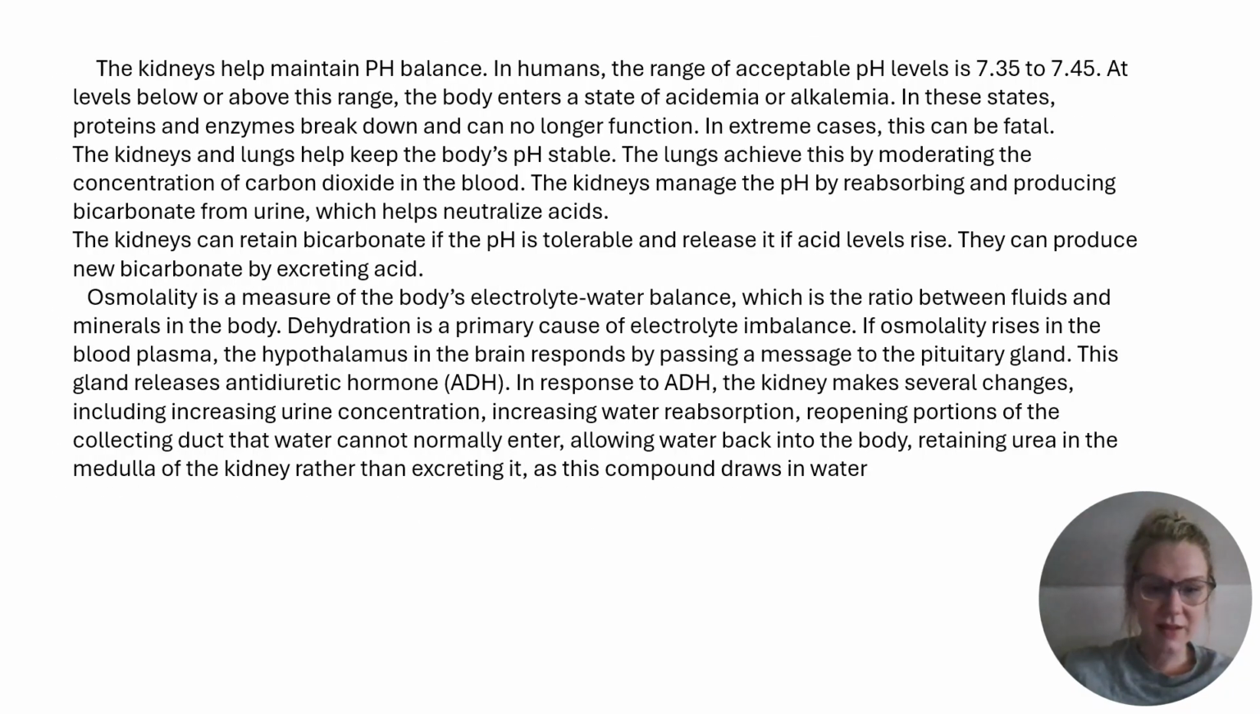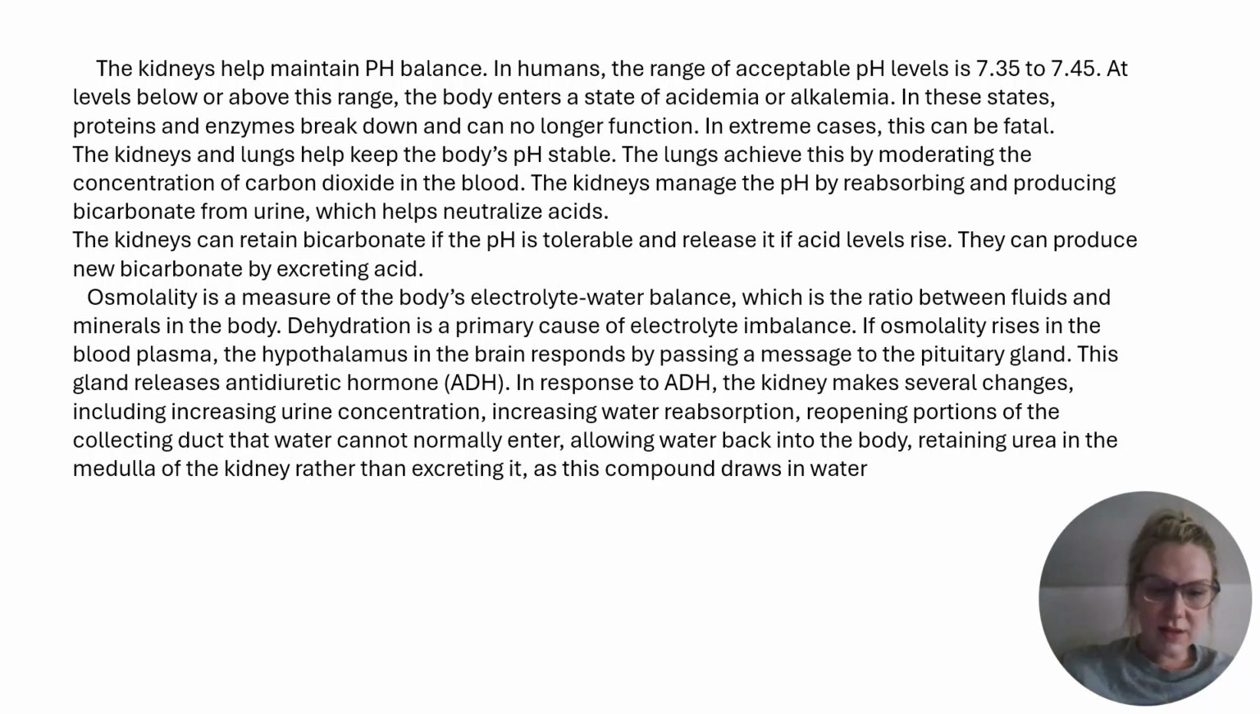The kidneys help maintain the pH balance. In humans, the range of acceptable pH is usually about 7.35 to 7.45. If these levels get too low or high, the body enters a state of acidemia or alkalemia. In these states, proteins and enzymes break down and can no longer function. In extreme cases, this can be fatal.